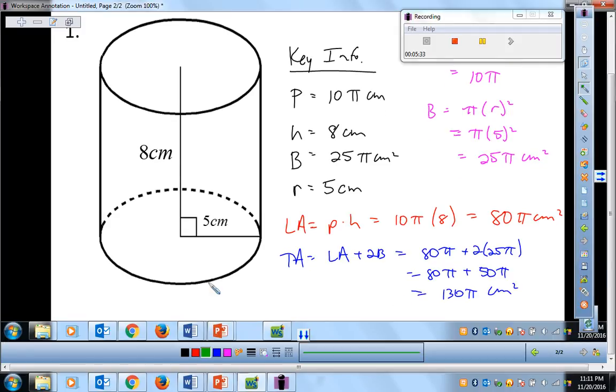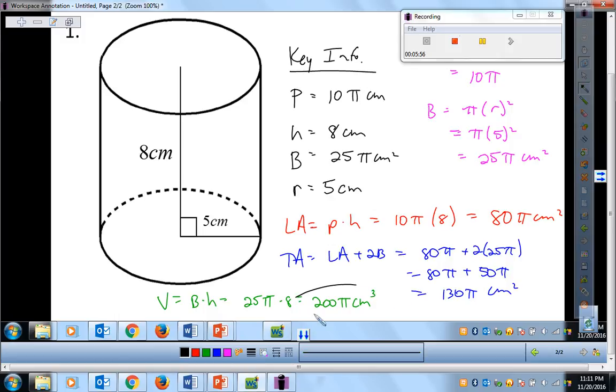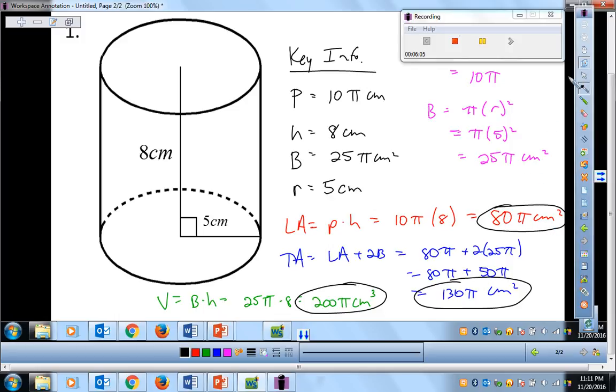And then last, let's talk about the volume. Volume equals area of the base times the height, which equals 25 pi times 8. 25 pi times 8 is 200 pi. And remember, this is new from yesterday. This is going to be units, or centimeters cubed. So again, our answers here are going to be 200 pi centimeters cubed for the volume, 130 pi centimeters squared for the total area, and 80 pi centimeters squared for the lateral area.